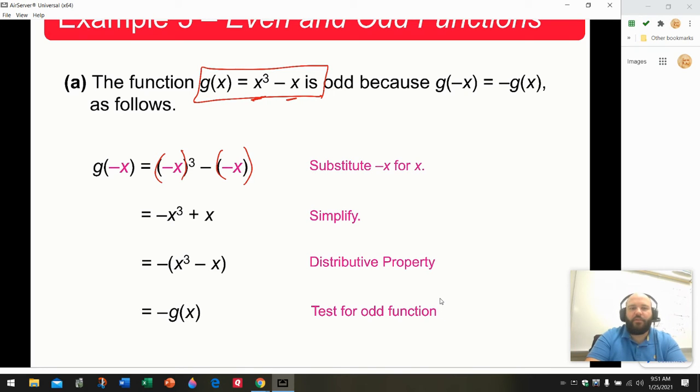And now what we need to do, once we substitute that negative x in, is we need to see what the outcome is, by following PEMDAS. So in this case, we're going to take negative x cubed, which doesn't get rid of the negative. It still stays negative x cubed. But what you can see over here is this double negative will become a positive.